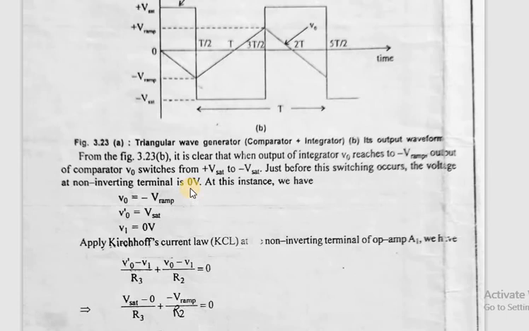Initially what was happening, V2 is 0 and V1 is changing. V1 was initially higher and keeps on decreasing, ultimately it becomes 0 and then it becomes negative. The state changes when it becomes slightly negative. So just before the state change it is 0. At that instant, V0 is equal to minus V ramp, V0 dash is equal to Vsat and V1 is 0. It is that state when both V1 and V2 are the same.